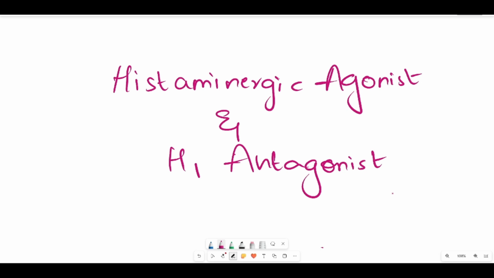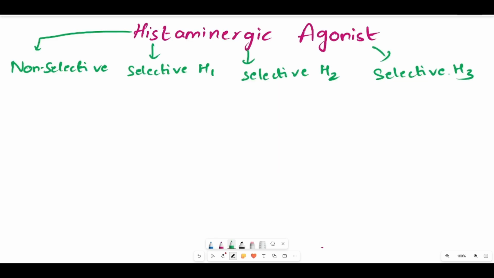Today we will be discussing another new pharmacological classification, which is the H1 agonist and antagonist. That too with simple tricks. So let's get started. These histaminergic agonists are divided into four different classes. The first one is non-selective, the second one is selective H1, the third is selective H2 and the fourth one is selective H3. Now let's try to learn the drugs under these.